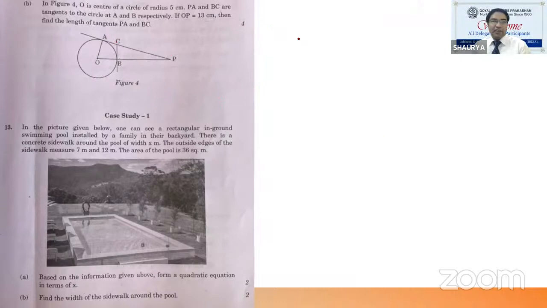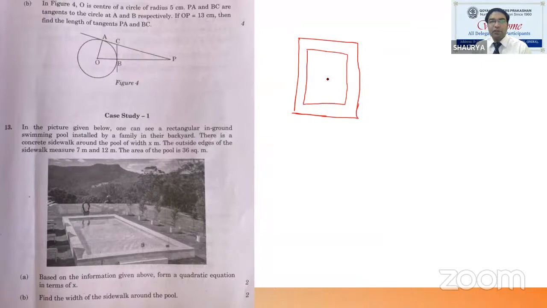What we have here was a simple question from mensuration. We have a pool which has some sidewalk, right? A walking area on its side. So from the top, this is what we are looking at. And this is the pool with water in it, right? Now the outer edges of the sidewalk are given to us.